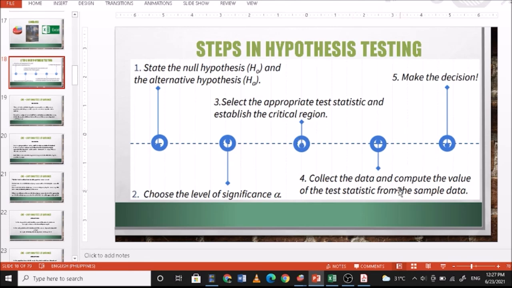And collect the data and compute the values. You have already collected that and you have made the decision. So there is significant difference between the three means, and there is no significant difference between treatment B and treatment C. But there is significant difference between treatment A and treatment B, and treatment A and treatment C. Okay, so that's for your analysis of variance.